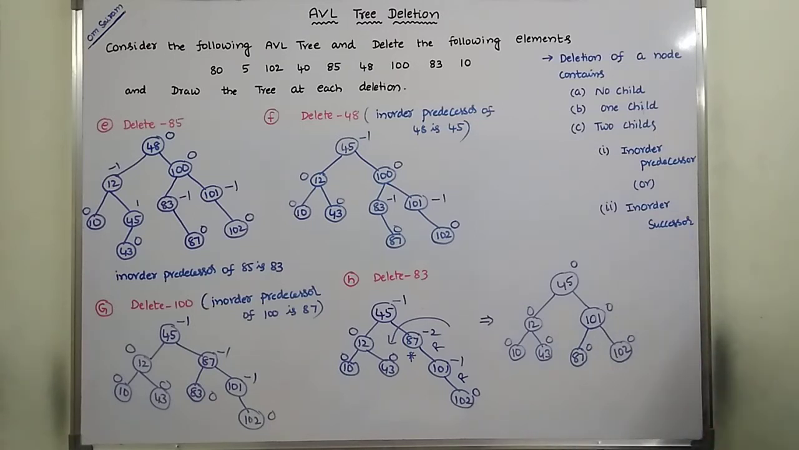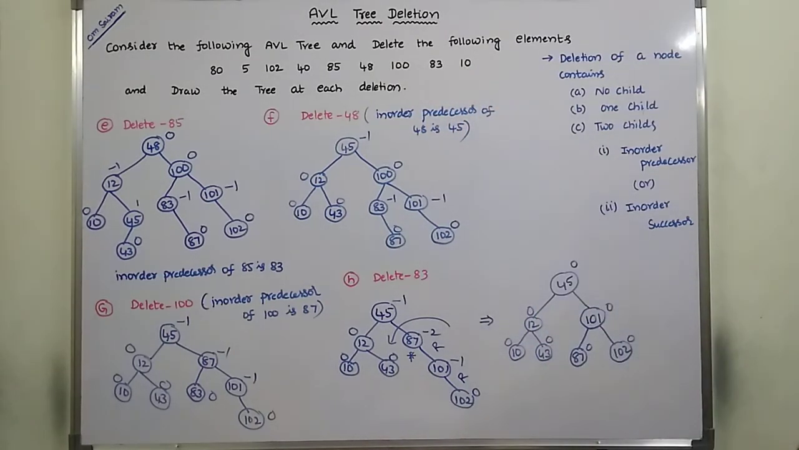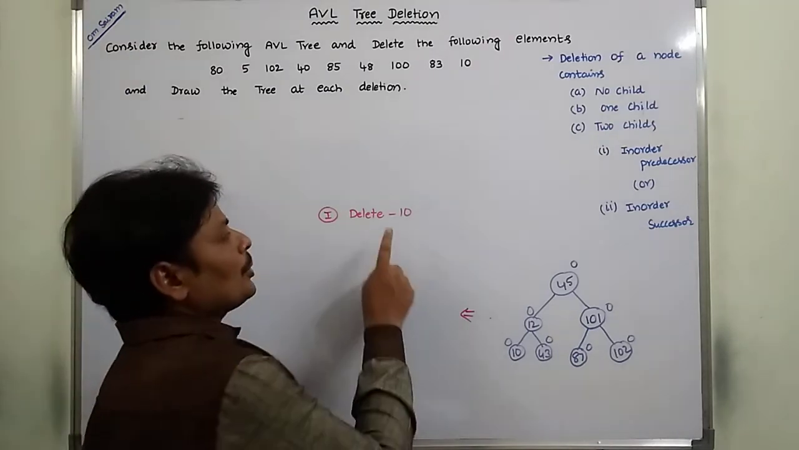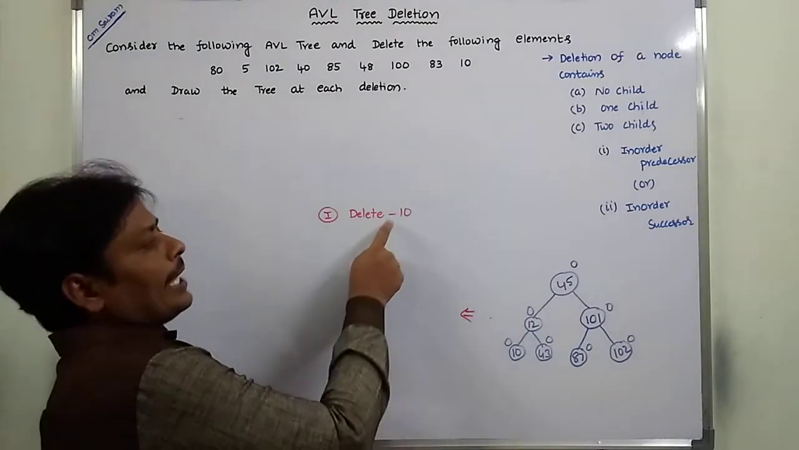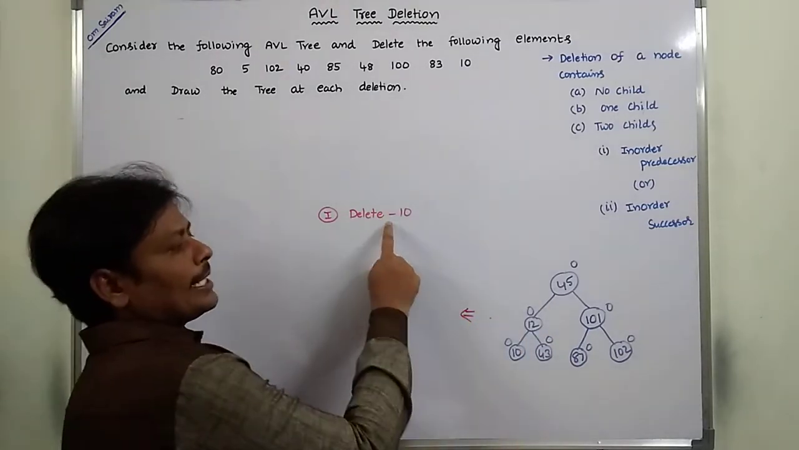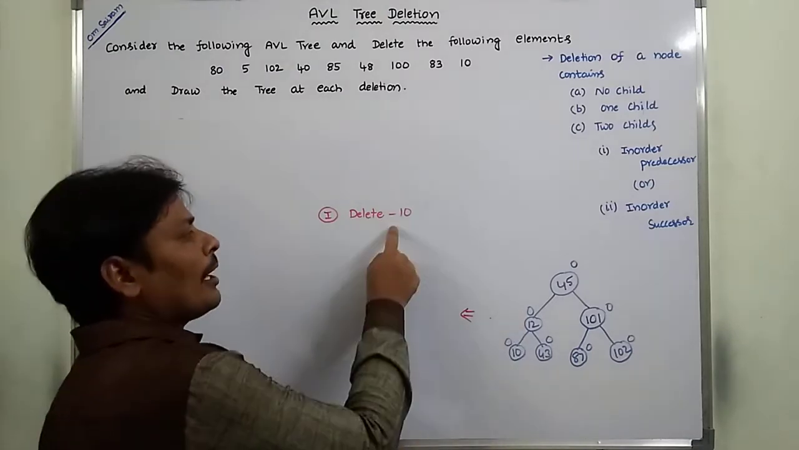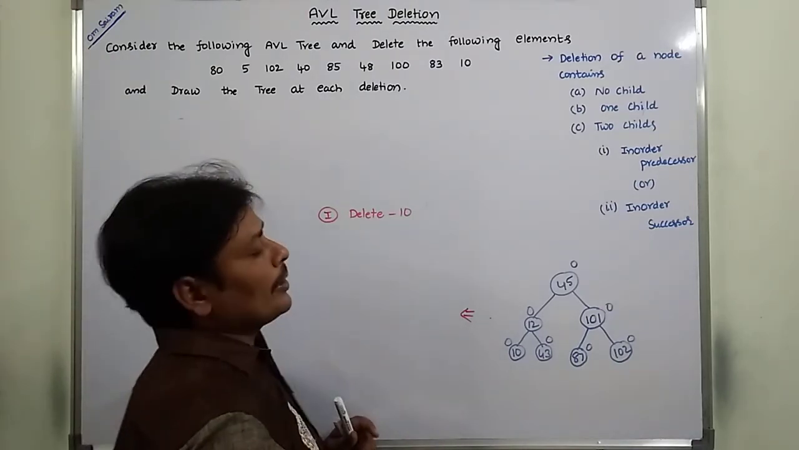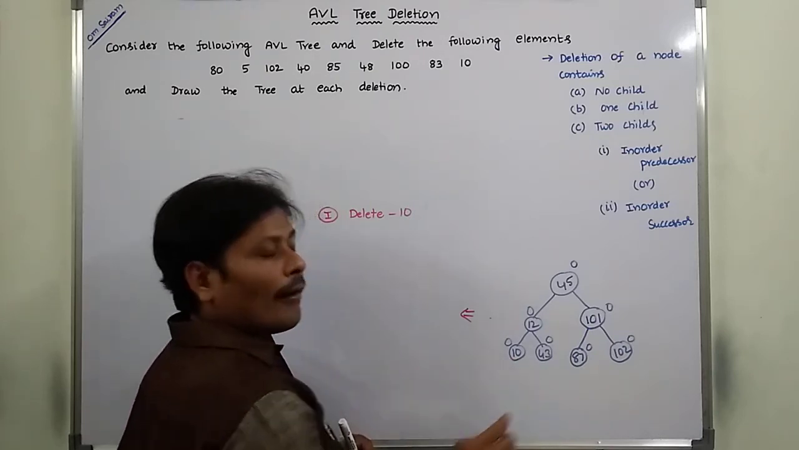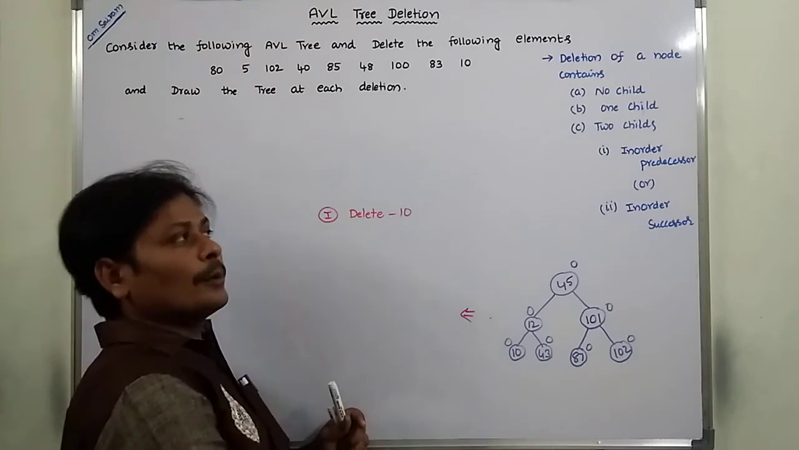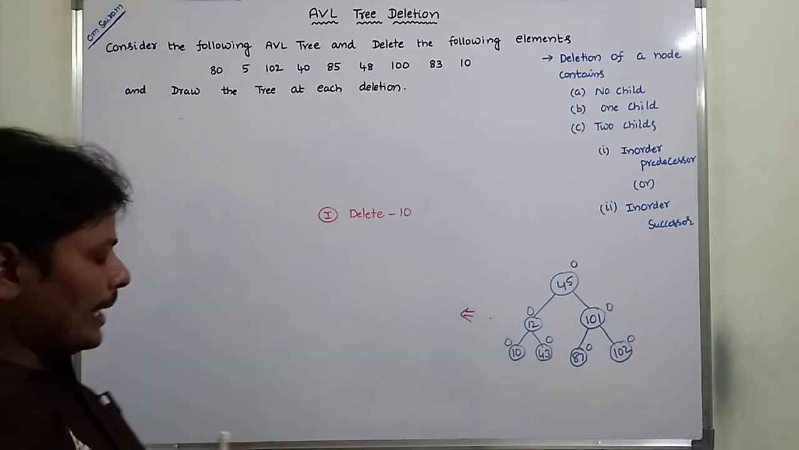Now the next element we have to delete is 10. 10 is compared with 45. It is lesser, so go to the left subtree. 10 is compared with 12. It is lesser, so go to the left subtree. 10 is compared with 10. Yes, both are equal, so the element to delete is found. It has no left subtree and no right subtree, so this is a leaf node. The node to be deleted has no child, so simply we have to delete that node.